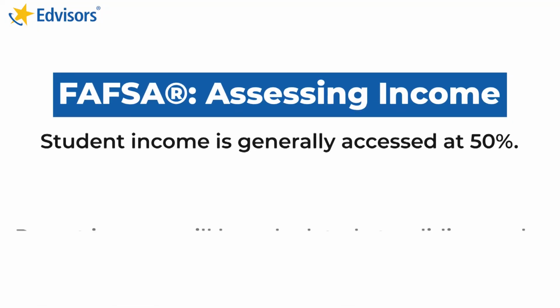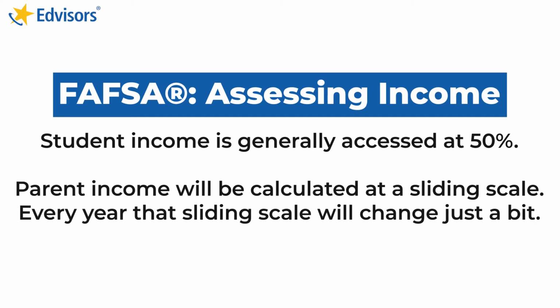There's an income protection allowance built into the way that EFC is calculated from the FAFSA. Any income above that income protection allowance is considered discretionary income, and that discretionary income will have an impact on the way your EFC is calculated. Obviously, the more income you have will affect your eligibility for financial need.